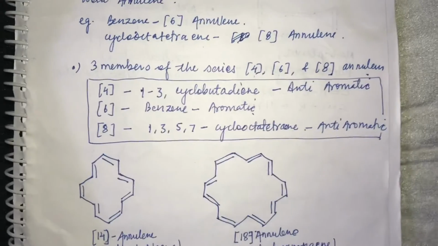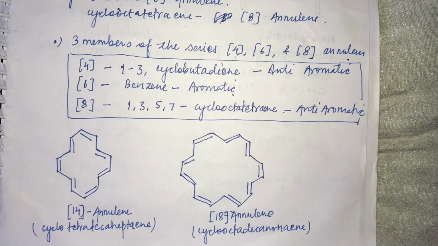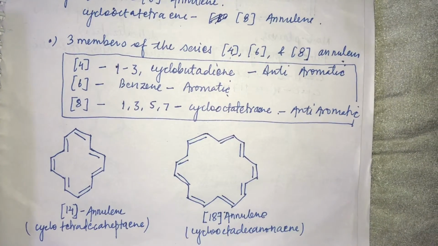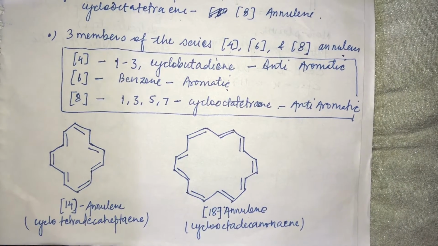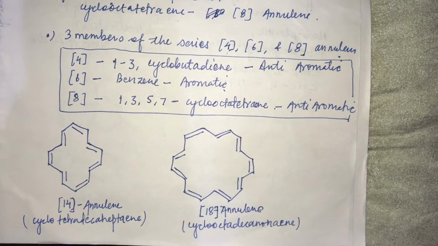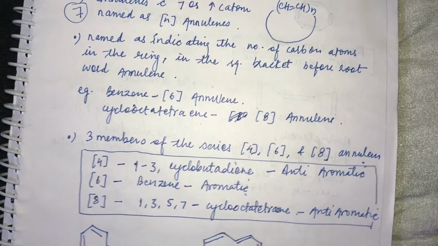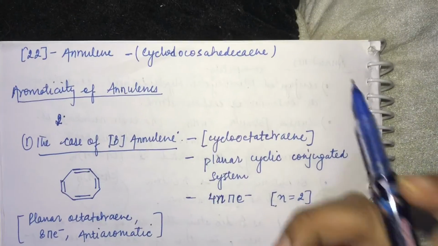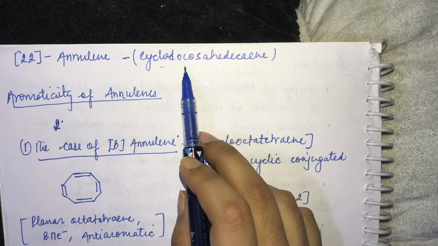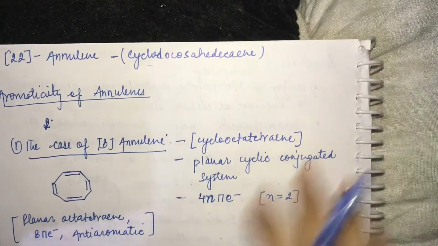We can see the structures of these compounds, that is 14-annulene, which is also called cyclotetradecaheptaene, and 18-annulene, which is also called cyclooctadecanonaene. So these are the structures of 4, 6, 8, 14 and 18 annulene. We also have 22-annulene, which is also called cyclodocosaundecaene.